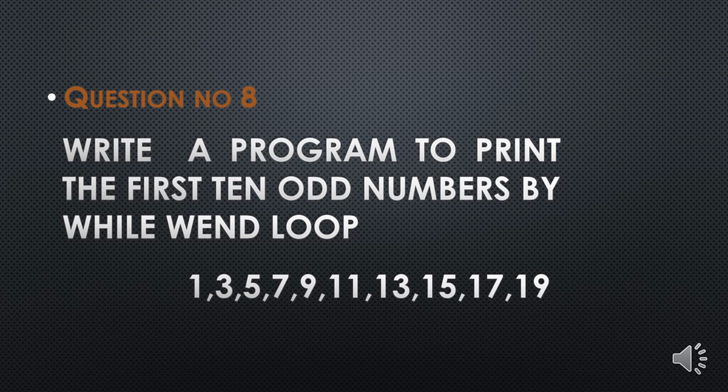Before proceeding to the next slide, I would like to tell you what the odd numbers are. The first 10 odd numbers are 1, 3, 5, 7, 9, 11, 13, 15, 17 and 19. So this is the range of our 10 numbers that are odd.